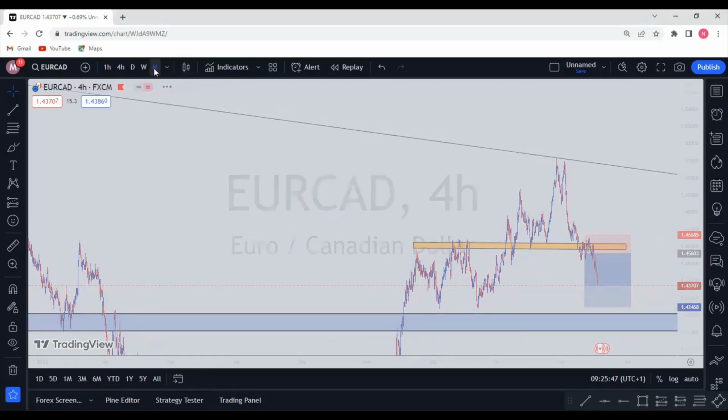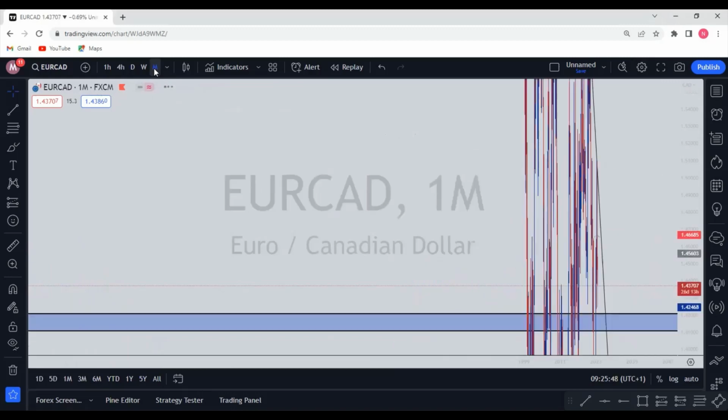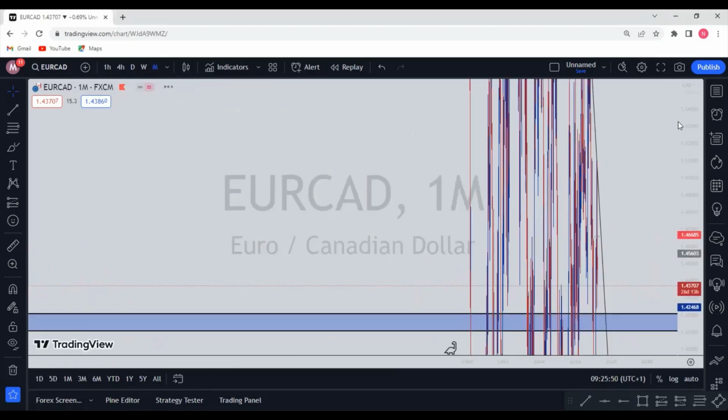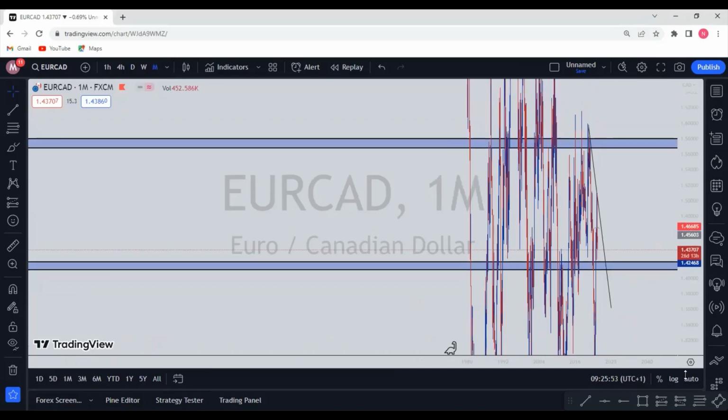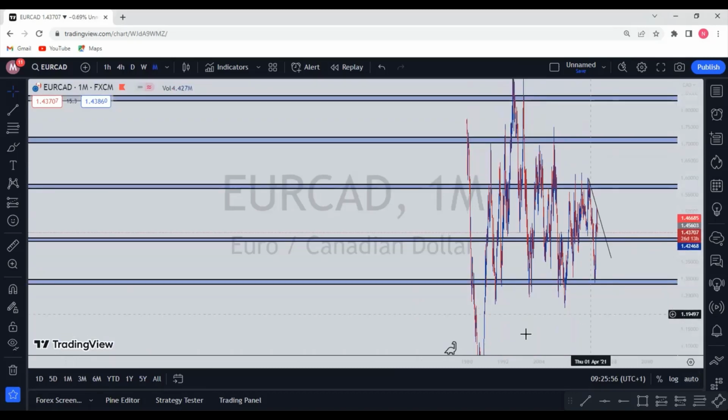First things first, I work by the principle of top-down analysis. That is, I do top-down analysis to know where the market will be heading next. So basically what I do is come on the weekly time frame.